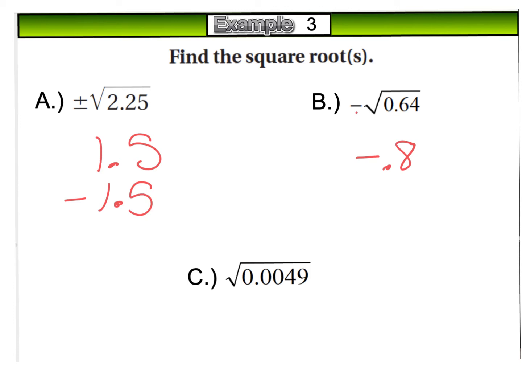Letter C, here we go, one more time. Hit the second button, the x squared button, put in 0.0049, close the parentheses, hit enter. We should get 0.07 or 7/100. Decimals can be tricky because you got to figure out how many zeros to put in, so be careful.